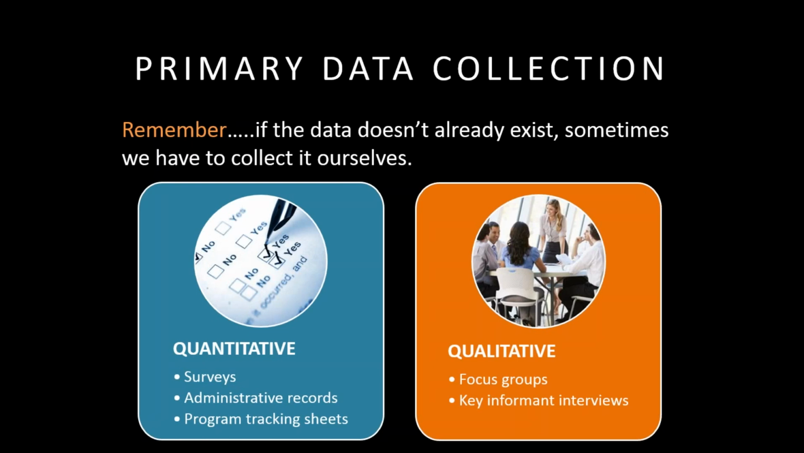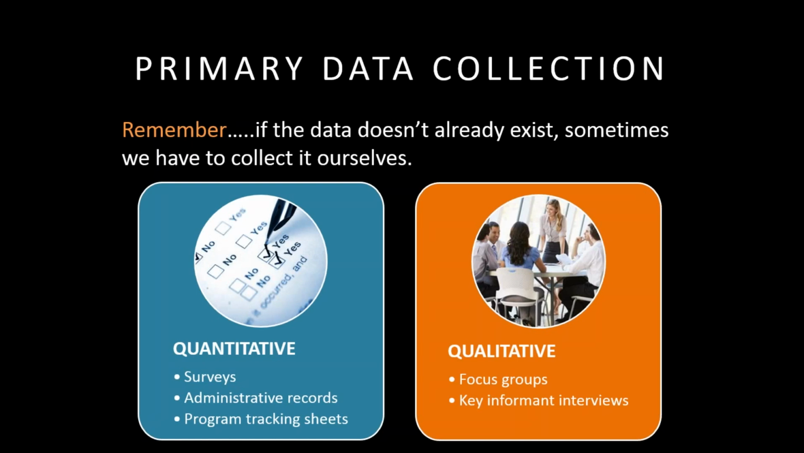So there are 2 ways that you can collect your own data when the existing secondary data doesn't exist. Secondary data is what we call data that was collected for a different purpose. So if secondary data doesn't exist, sometimes you have to do primary data collection. And you can do it in 2 ways, qualitative or quantitative. You've probably heard those phrases, and some of you probably know what they mean. But qualitative is very open-ended. There are no formal answer choices.